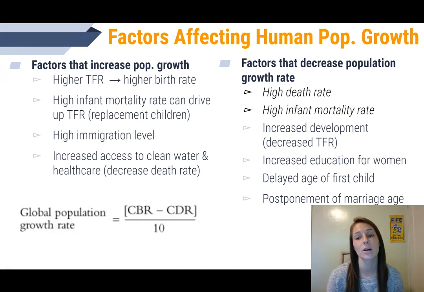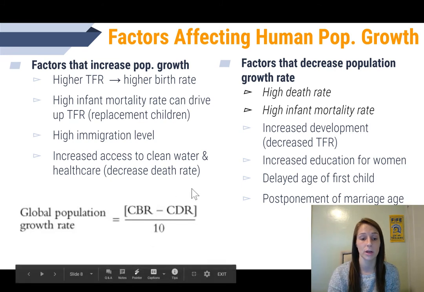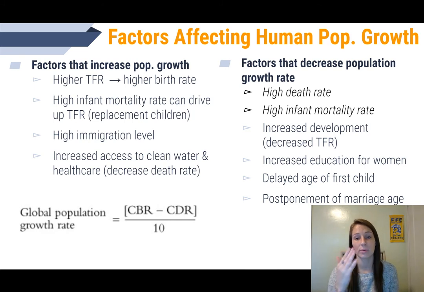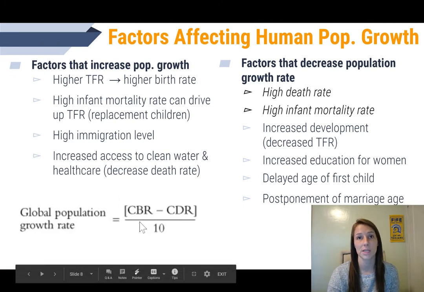Now, the factors that are going to decrease your population growth are going to be a high death rate or a high infant mortality rate, because those are going to be factors that go directly into that crude death rate right here. Now, also, as we talked about in 3.7, increased development is going to lead to a decreased total fertility rate, which will decrease that crude birth rate.